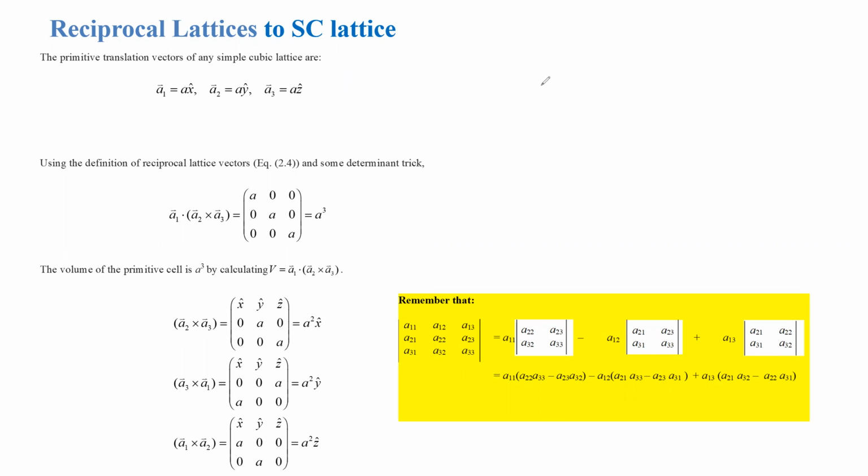So from here, what are you going to get? You're going to get a times a minus 0 times 0, and the whole thing is x hat, right? And then you do the same. Cross this. Okay, let's erase some.